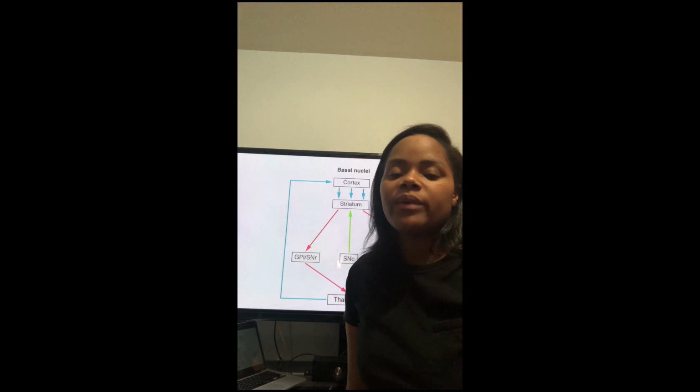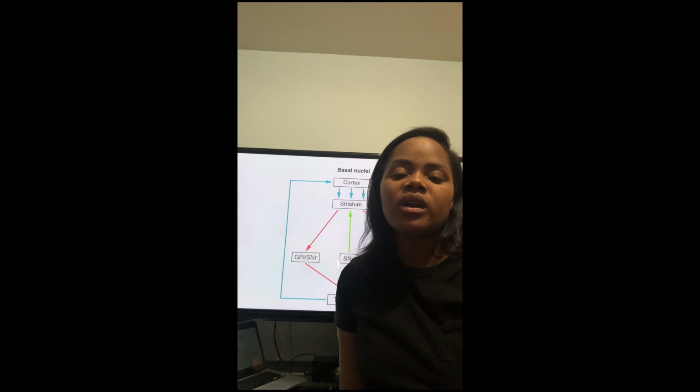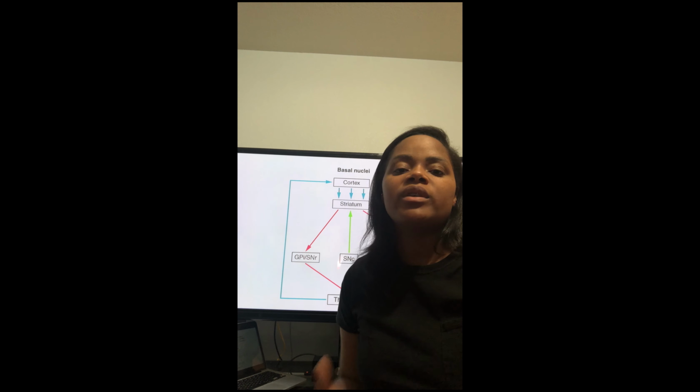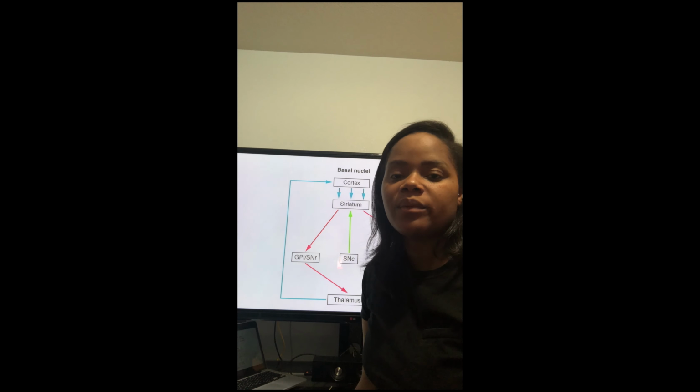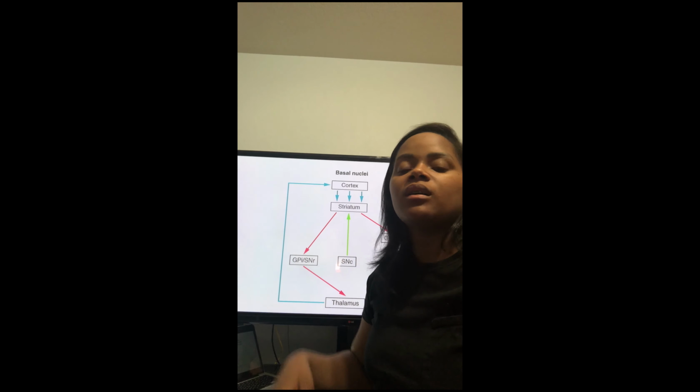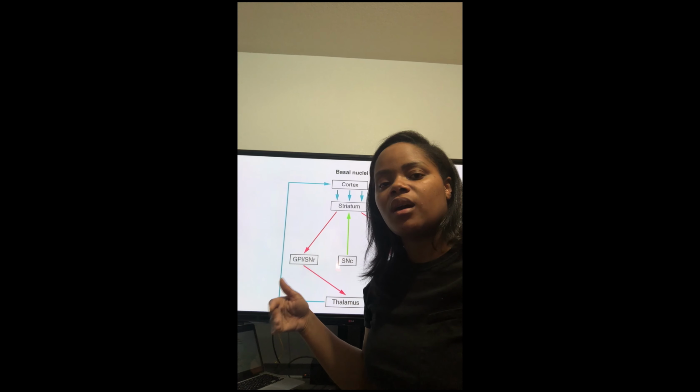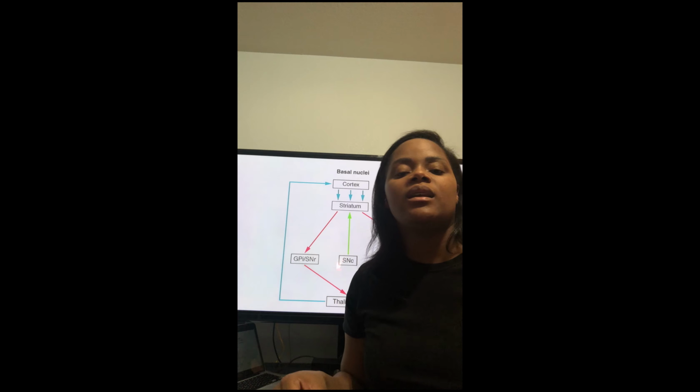The midbrain, which is one of the original regions of the embryonic brain, and the hindbrain, which is composed of the pons and the medulla, are collectively referred to as the brain stem.